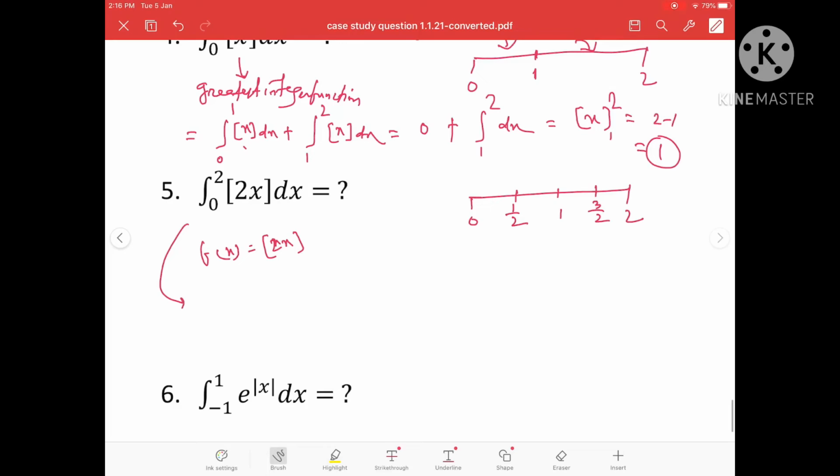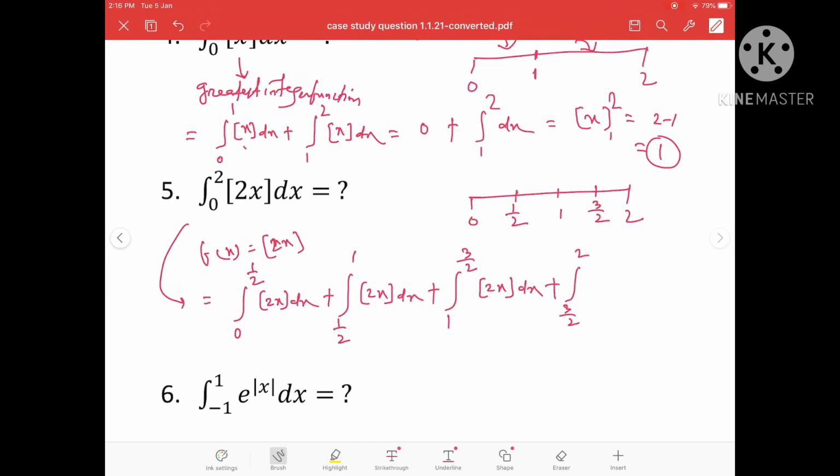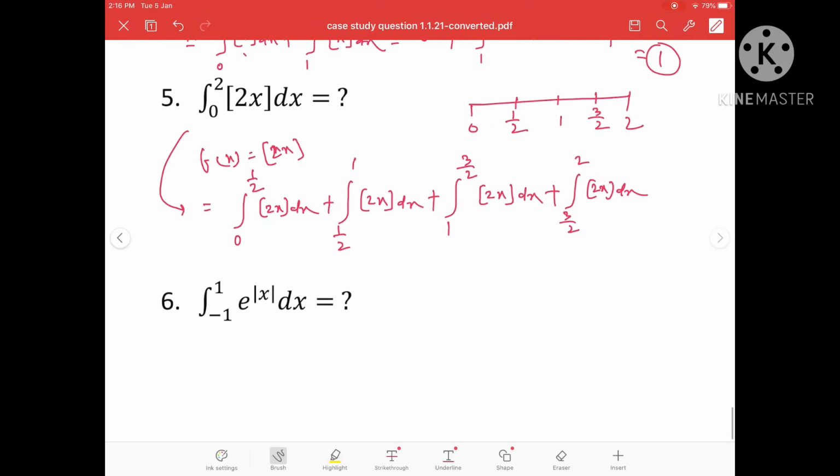That means this integration is now converted to integral 0 to half bracket of 2x dx, plus half to 1 bracket of 2x dx, plus 1 to 3 by 2 bracket of 2x dx, plus 3 by 2 to 2 bracket of 2x dx. Now we have to put the values here.